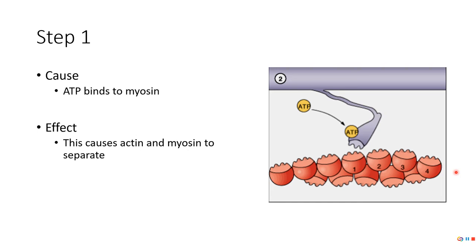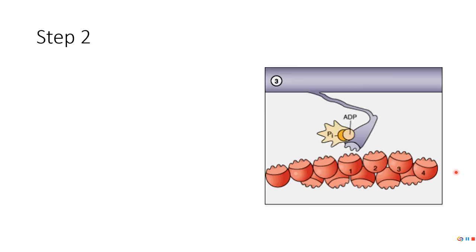And I know some of you are thinking, wait a minute, they were just bound together. Absolutely. But we're going to get to that. So the cause, ATP binds to myosin. The effect is actin and myosin separate. Once bound to the myosin head, ATP is broken down, which releases energy. This breakdown occurs with the help of an enzyme called ATPase.